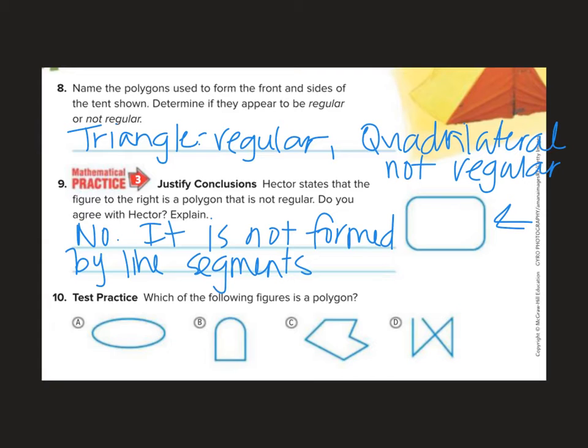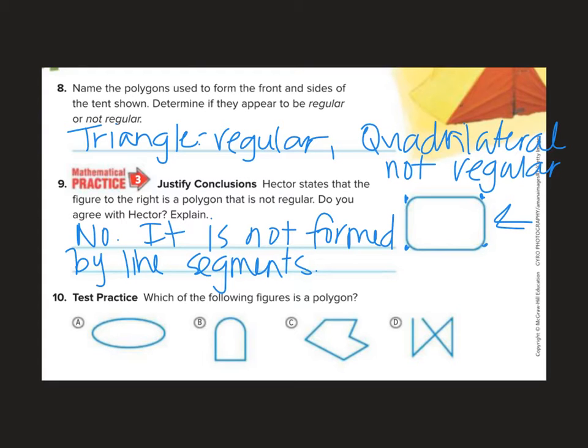If there were line segments, we would have points at each vertex that it would come to, and this is all curvy. There's no start and finish to any of the lines, it just kind of curves around. Not a polygon.